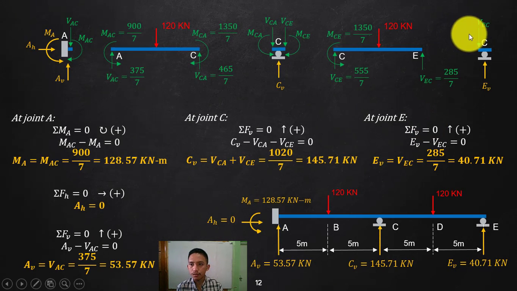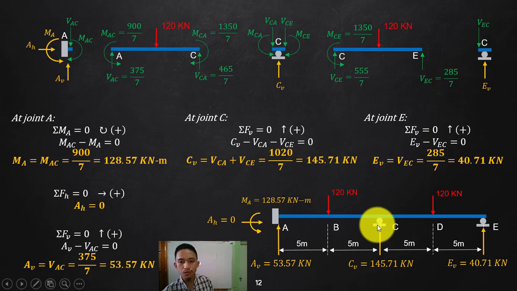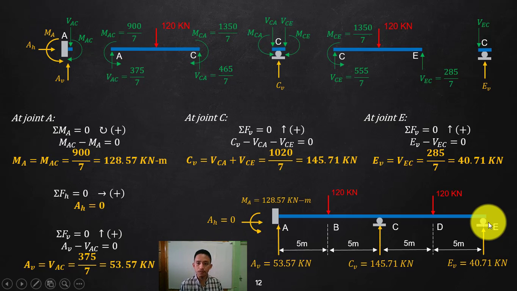So let's go to the last point, E. Summate there vertical, since there are no moments, and horizontal, so we only have there EB, which is equal to VCE, 285 over 7, 40.71. So these are now the reactions in your indeterminate beam. This is actually indeterminate to the second degree, but we do not care about the indeterminacy in the slope deflection method.